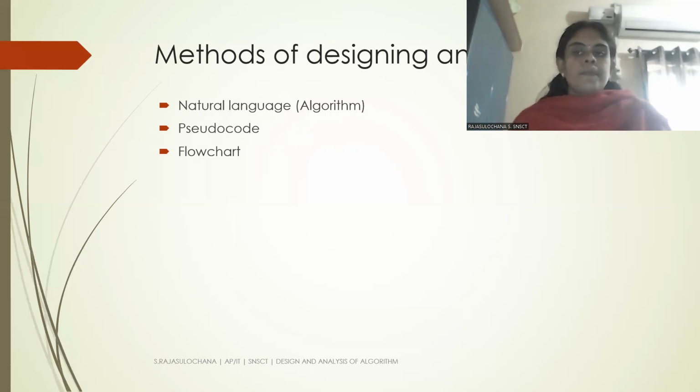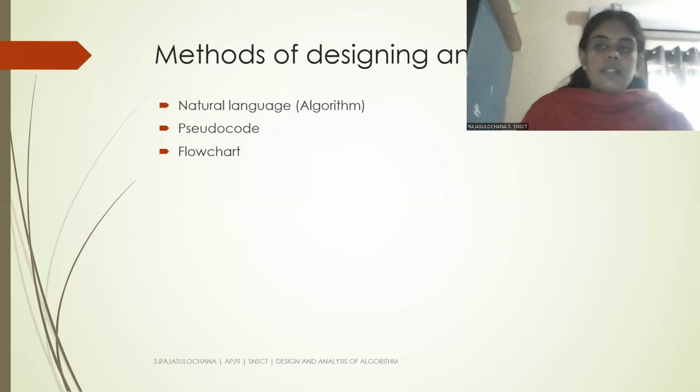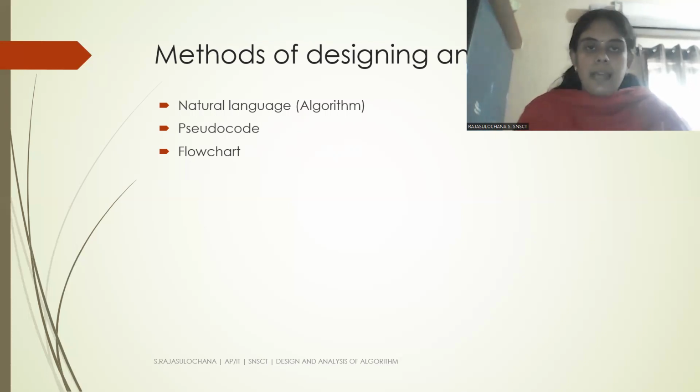The first one is natural language. This is a step-by-step procedure. Initially, we will write like step one, step two, step three, and so on. So the first option is natural language, and the second one is pseudocode. Pseudocode can be considered the improvised version of an algorithm. It is a combination of natural language as well as a high-level programming language.